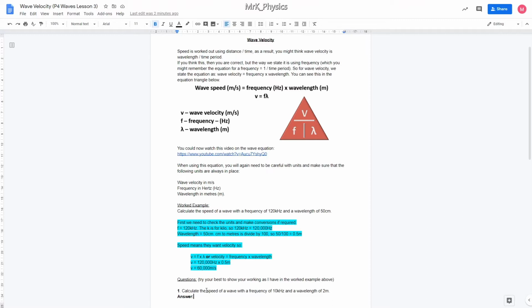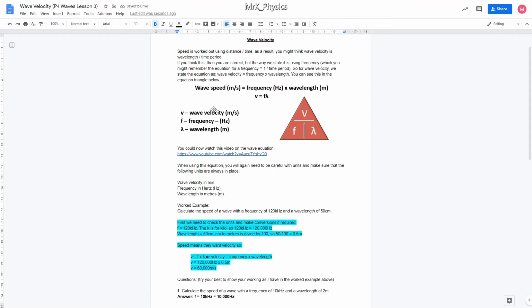So number 1, calculate the speed of a wave with frequency of 10 kHz and a wavelength of 2 meters. So the K, as you can see in this worked example, is for kilo. So what that means is we've got 10 kilohertz, which is essentially then times by 1,000. So we start off with the fact that frequency is 10 kilohertz, but this is actually times by 1,000, which is 10,000 hertz. You've got to make that unit conversion before we do anything else.